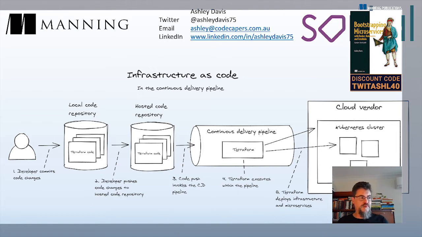This pipeline makes for a complete automated flow of infrastructure changes from the developer all the way through into production. And hopefully you can see here why it's called infrastructure as code. It's the act of changing code that triggers the pipeline that makes changes to our infrastructure. Once we have a pipeline like this in place, we're now updating our infrastructure through code changes.